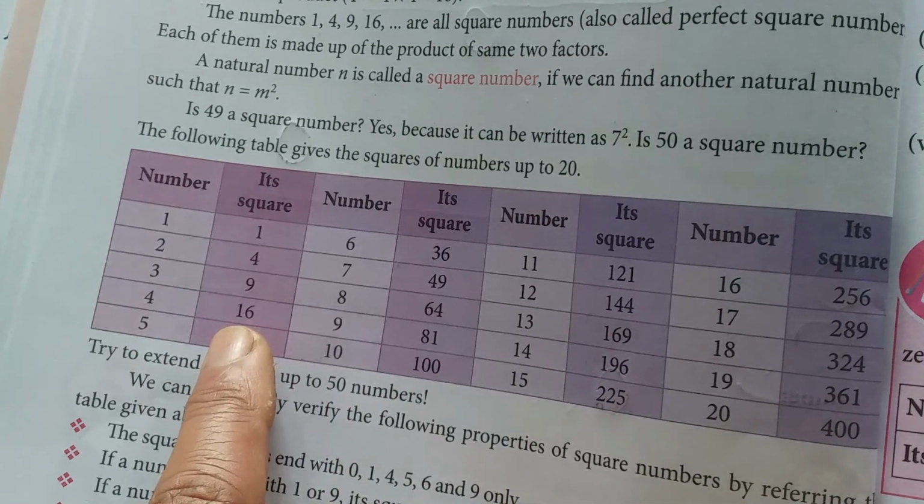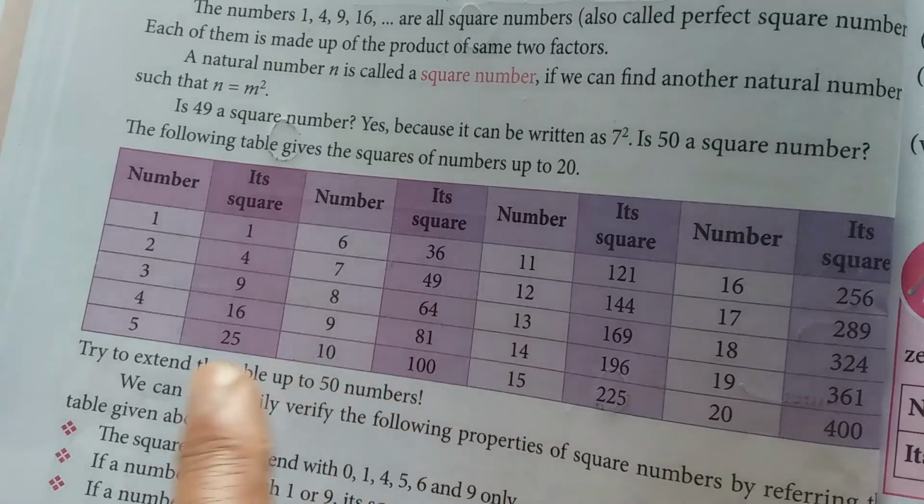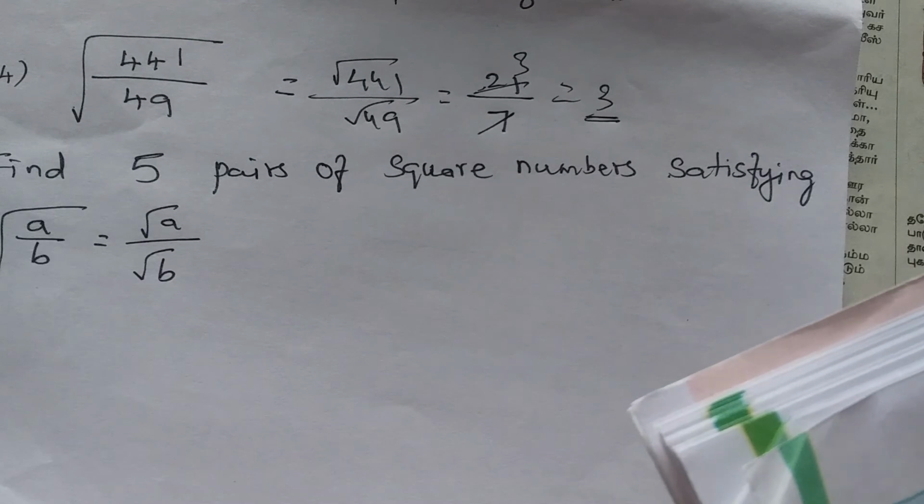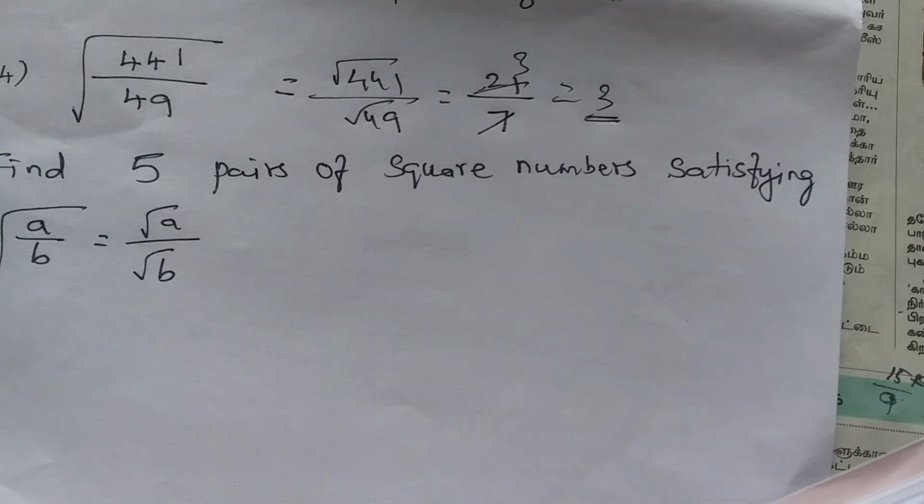Okay, then you can take like this. Choose 2 square numbers which are divisible by each other and check whether it satisfies the property root of a by b is equal to root a by root b.